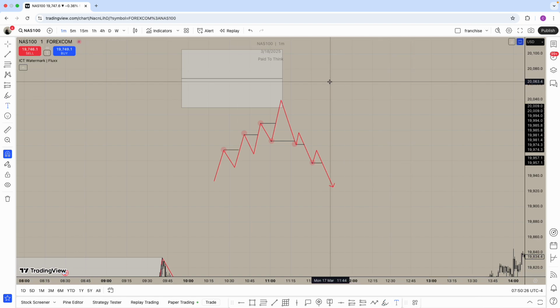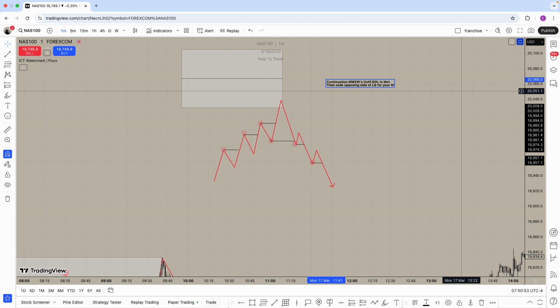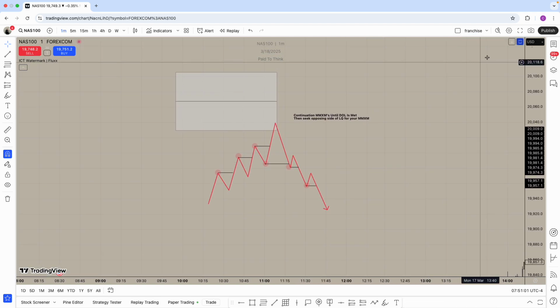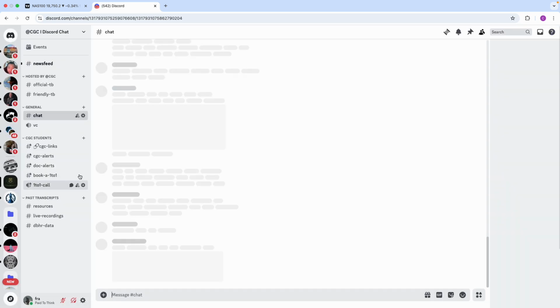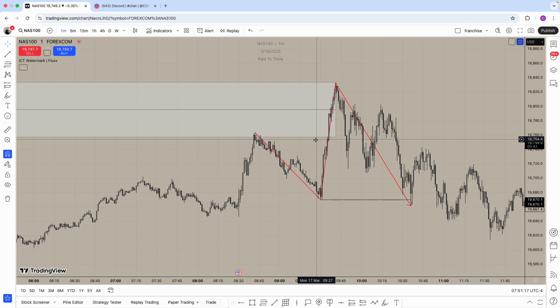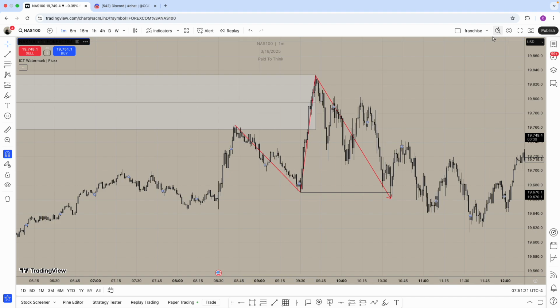I'll put some text: continuation market maker models until DOL is met, then seek opposing side of liquidity for your MMXM. Put that in the chat. So hopefully this gives you a bit of an understanding that you are on the right track. Okay, you're definitely on the right track.